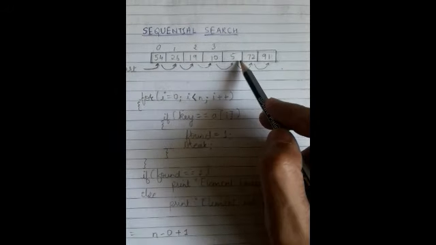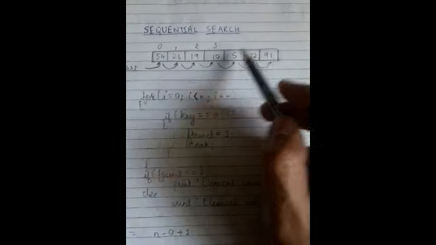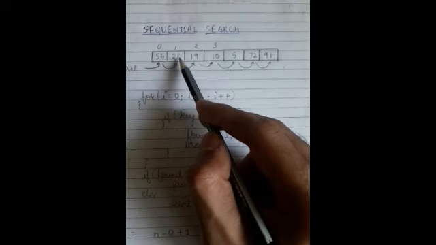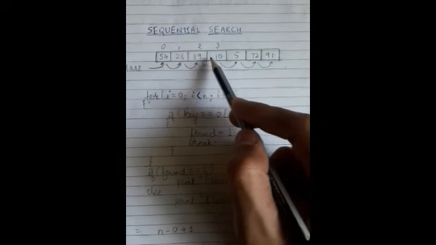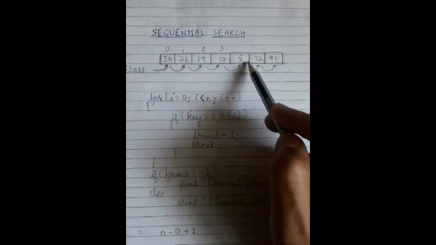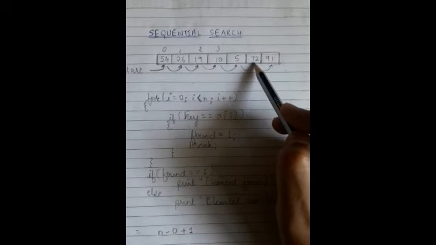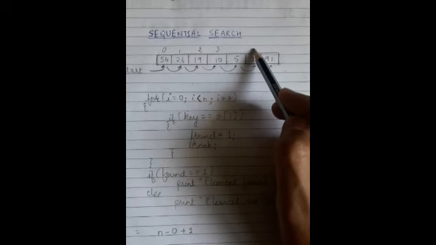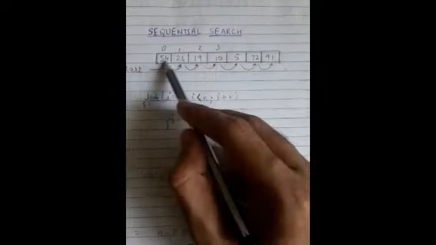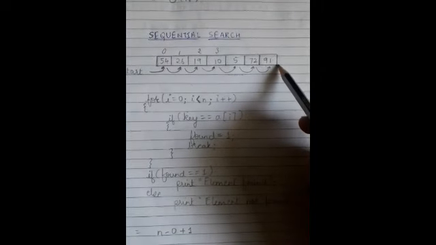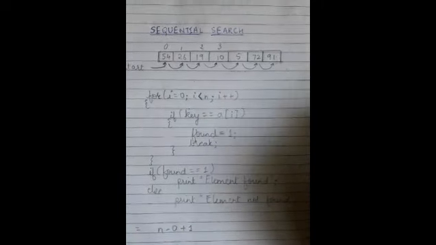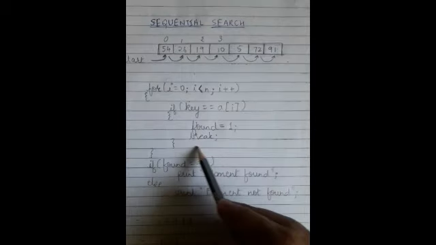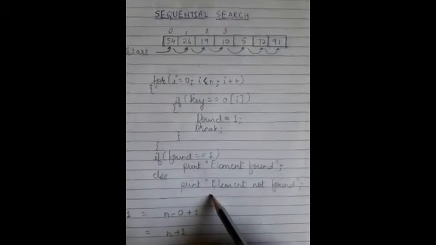Suppose we want to search for an element 72. It starts with 54, then 26, 19, 10, 5 and then 72. When a match is found, the searching is stopped. If the match is not found, it means that we have reached the end of the list.